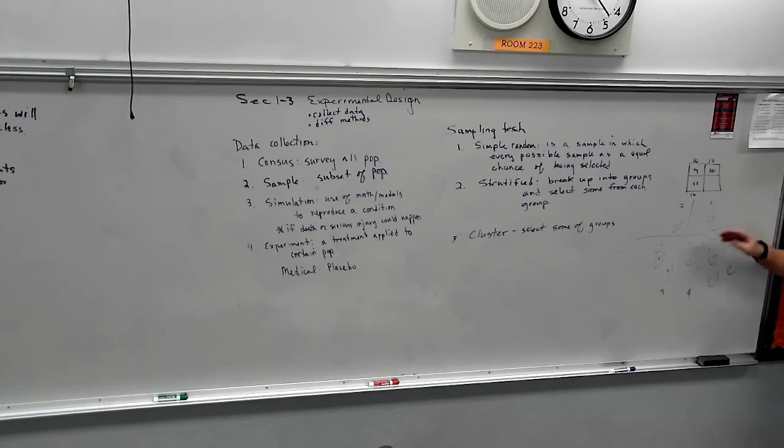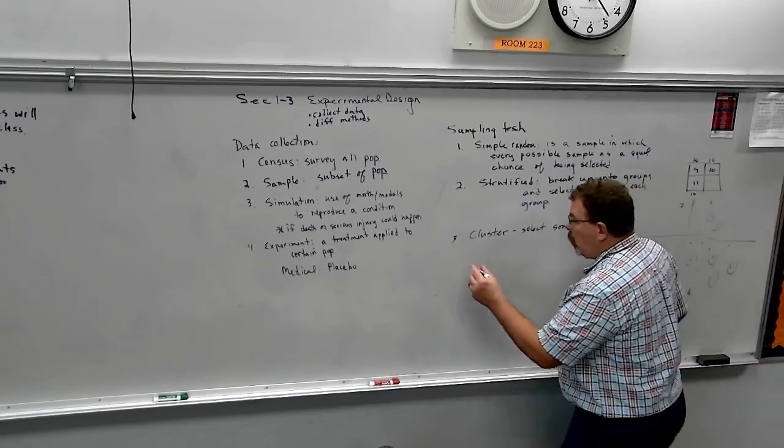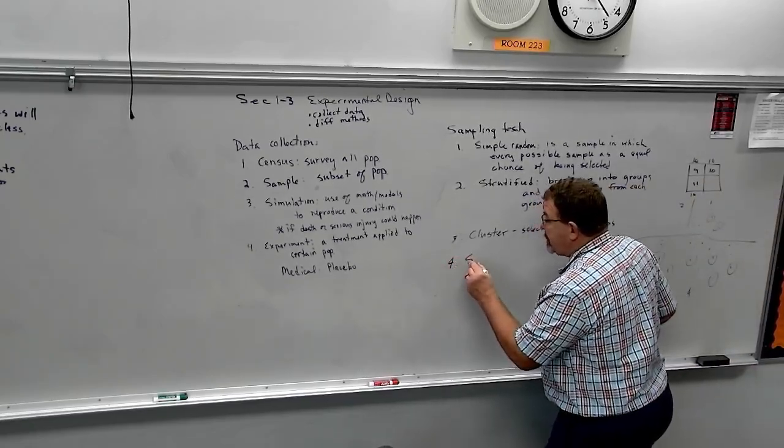How would it work with this? Let's say that this quadrant didn't have any gas stations. There just were no gas stations in this quadrant. This would now become a cluster because you didn't select anything out of here. Good? Okay. All right, number 4, systematic.